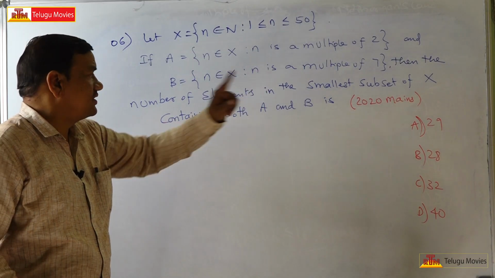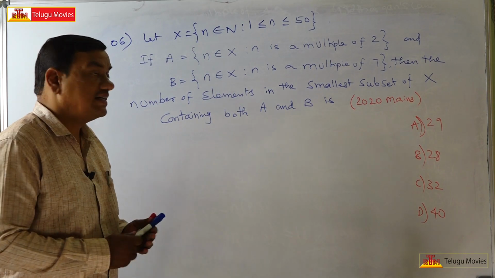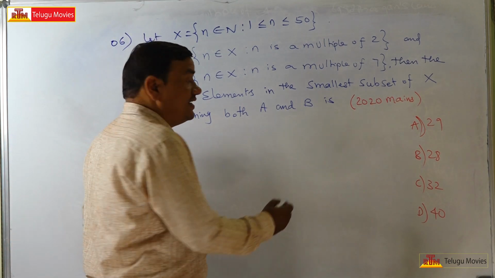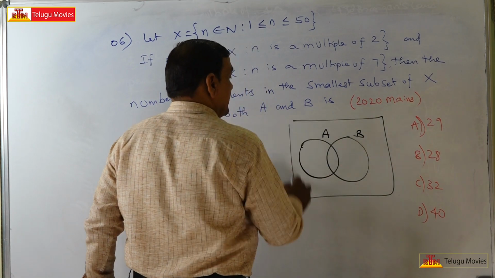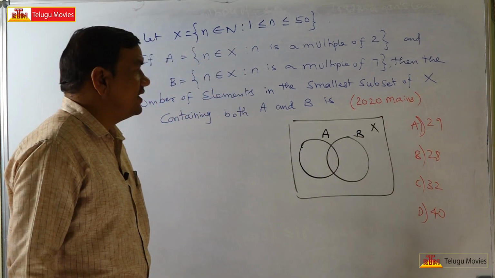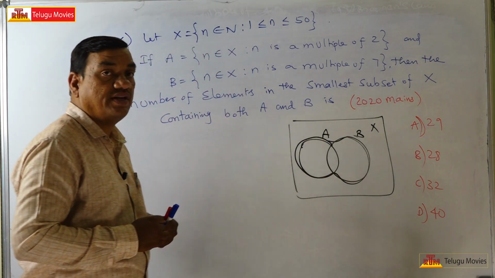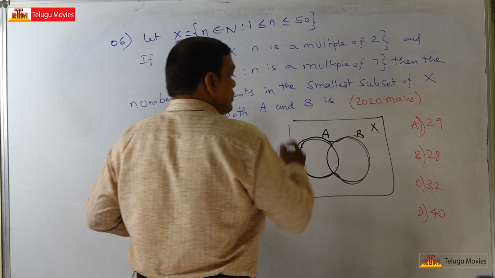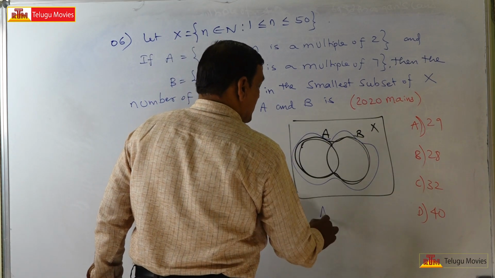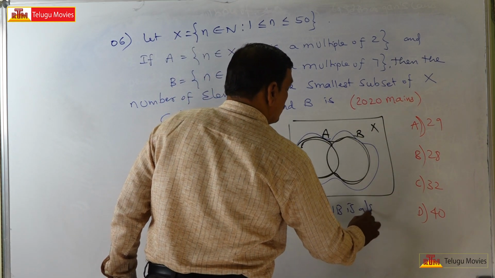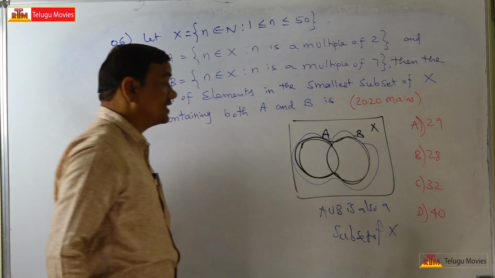So dear students, he is asking the number of elements in the smallest subset of X containing both A and B. That means here, this is a set A and a set B and this is X. If you observe here, A union B is also a subset of X. In that X, A union B is also containing both A and B.